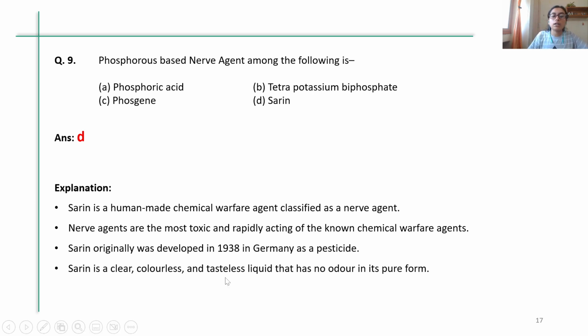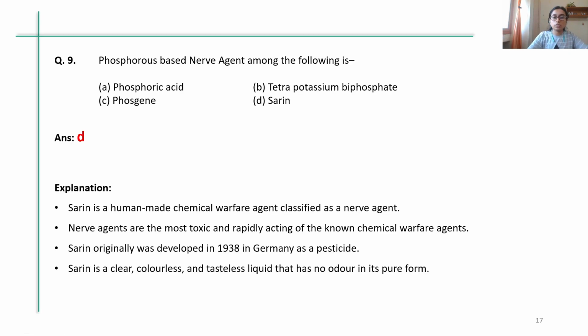Sarin is a clear, colorless, tasteless liquid which has no odor in its pure form. As we are discussing phosphorus compounds, it is obviously a phosphorus-based compound, and it has this structure. This is sarin.